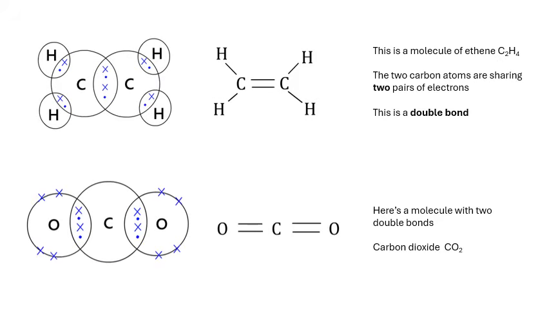Another example of double bonds, carbon dioxide. We know what that is, don't we? And the carbons and the oxygens share 2 pairs of electrons, so you've got 2 double bonds.